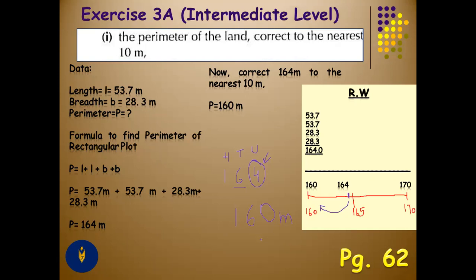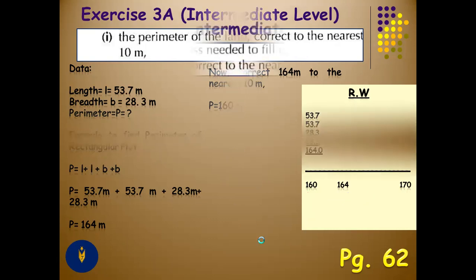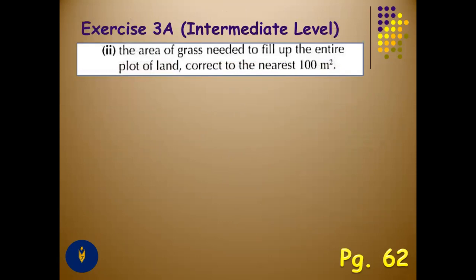All right, I hope you understood up to here. Let's move ahead and do part 2. Here it's part 2 of question number 3: the area of grass needed to fill up the entire plot of land, correct to the nearest 100 meters.